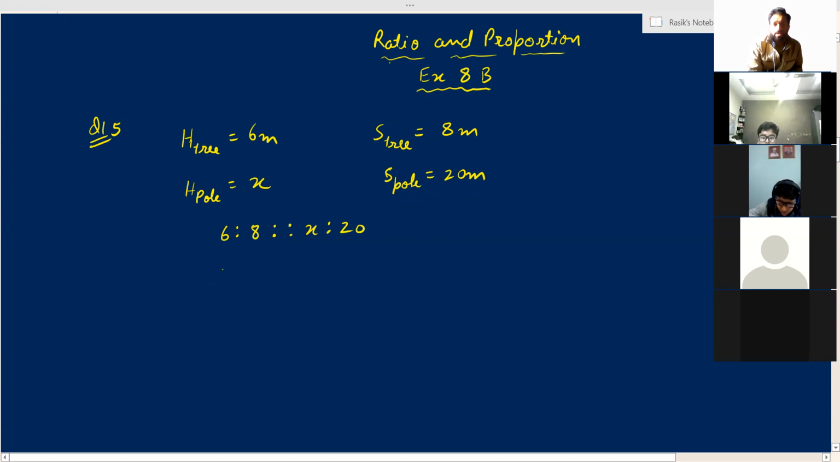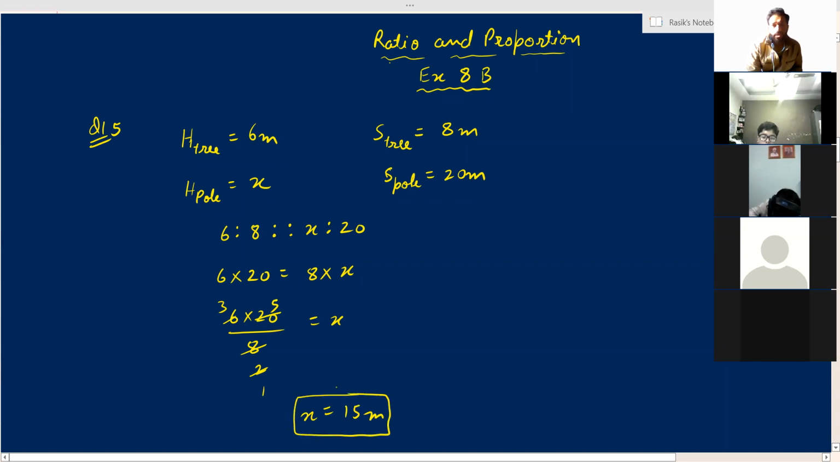Again, the product of extremes equal to product of means. So 6 into 20 is equal to 8 into x. Solve it and find x. The answer is 15 meter. Okay, correct answer. x is equal to 15, absolutely right. So this will be the height of the pole. Write down a statement in the end: the height of the pole is equal to 15 meter. So compulsory to write the statement.